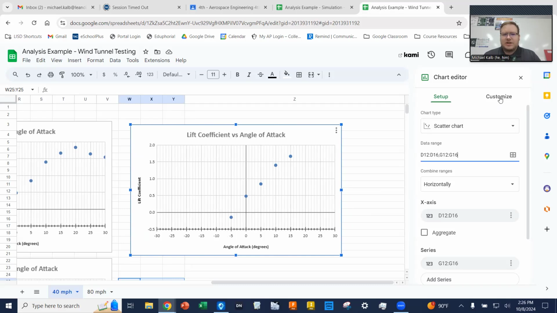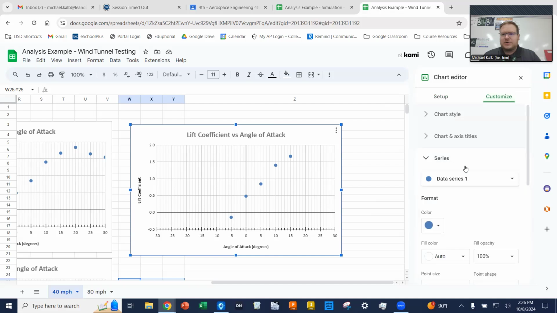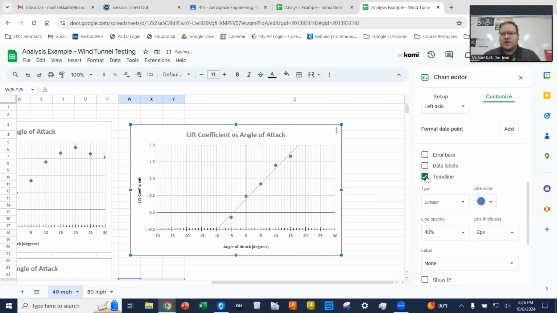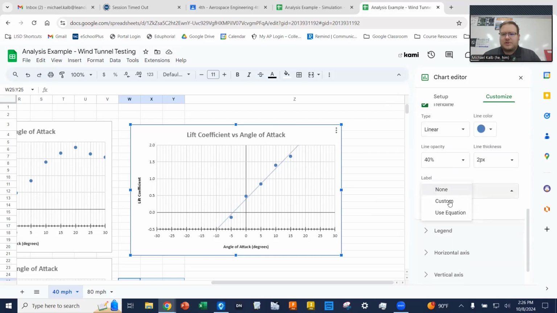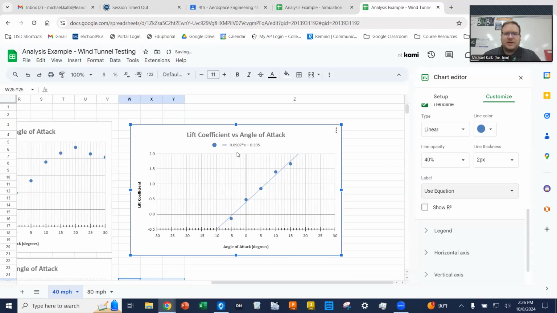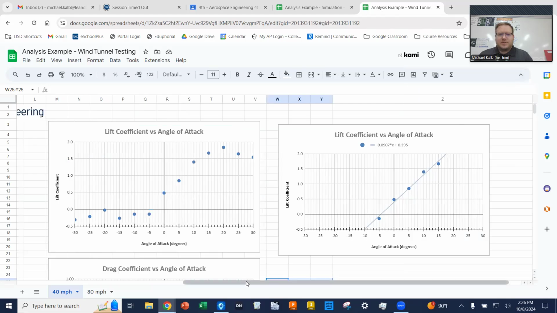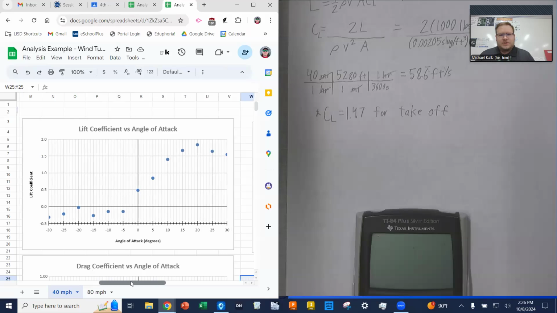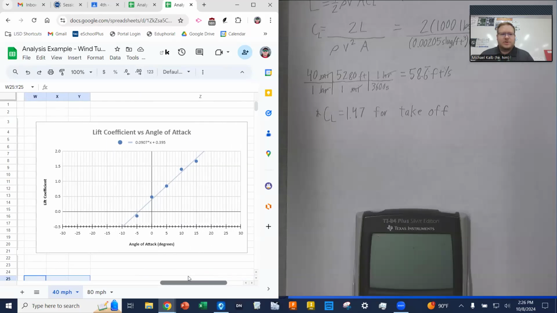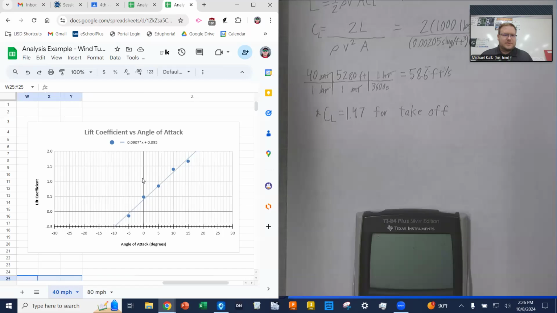Then I can go to Customize, Series, Trend Line. It already defaults to linear. And under Label, Use Equation. And that'll give me the equation for this. All right, I'm going to close that menu. We'll keep this. And let's return to our paper, because we're going to need to look at that.